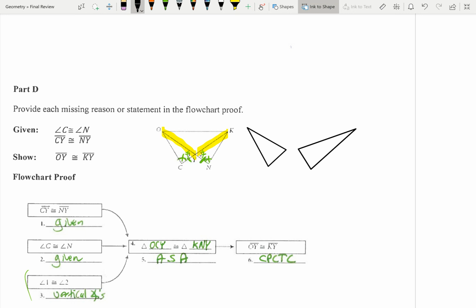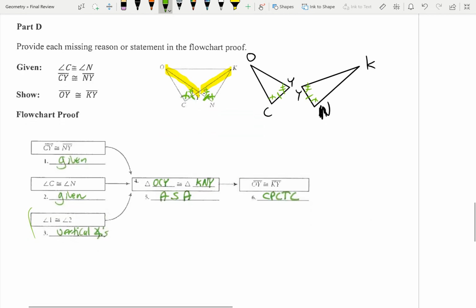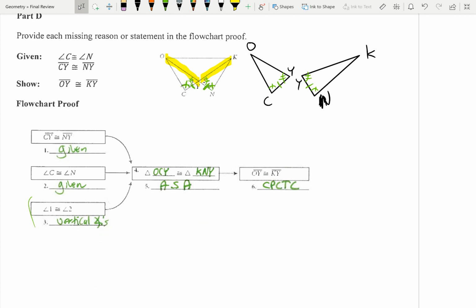Now they're not because I didn't draw them quite right, but so this is C, Y, O, and this is K, Y, N. Uppercase N. Okay. So we're given that these are congruent, and because of vertical angles, these are congruent. Okay. So we need to show they're congruent. We can do that by angle side angle, looks like. And we're given these two sides, and we're given this angle. And so that's why they write given below there. These are congruent because they're vertical angles.